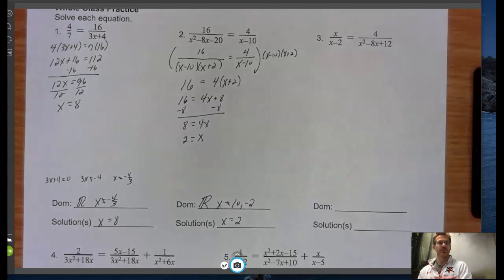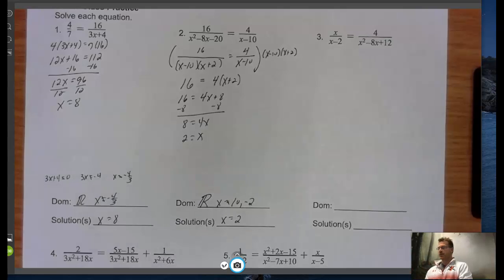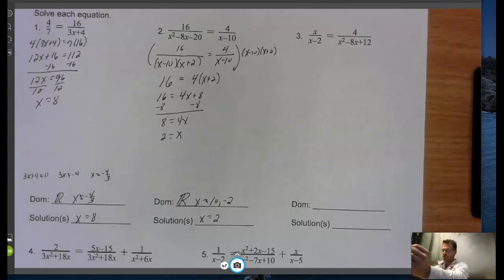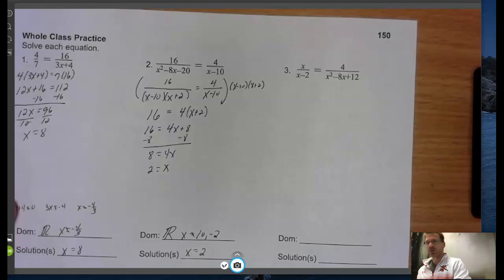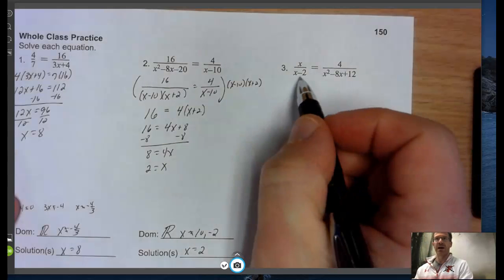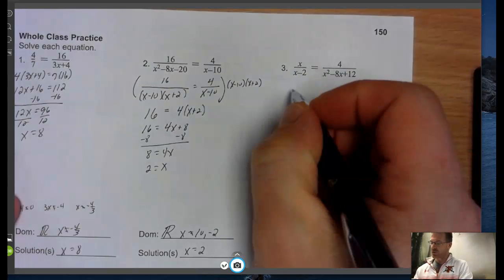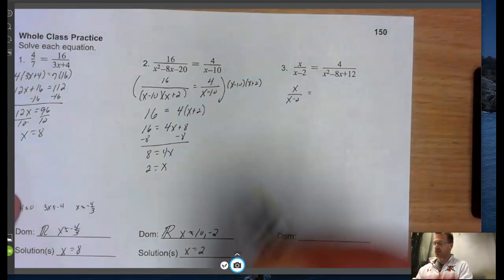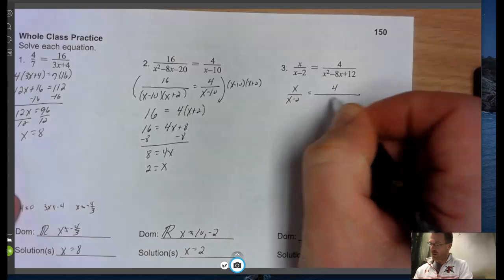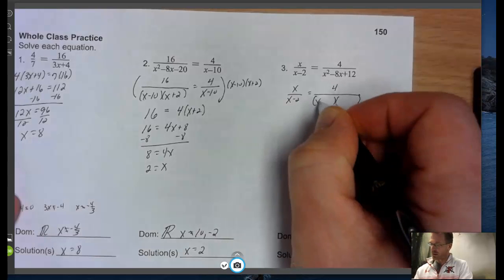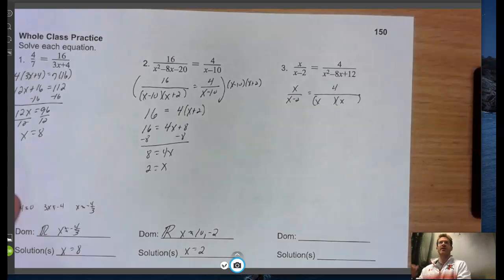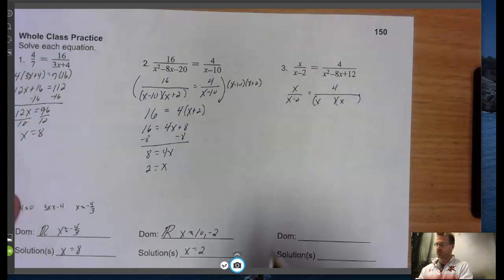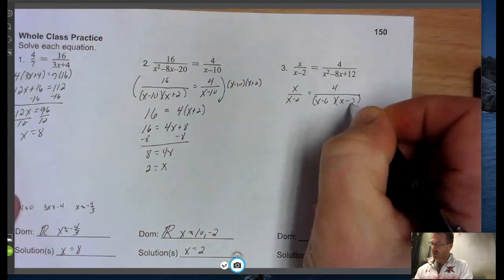So let's take a look at the next problem here. Let's look at number 3. When I look at number 3, once again, left side, factored, no big deal. So I'm just going to bring that down. Now I'm going to factor my right side. So 4 over, and then I have this guy, so x, x. Now I need the factors of 12 that add to be negative 8. So that would be negative 6 and negative 2.